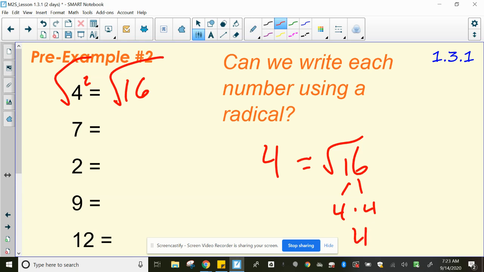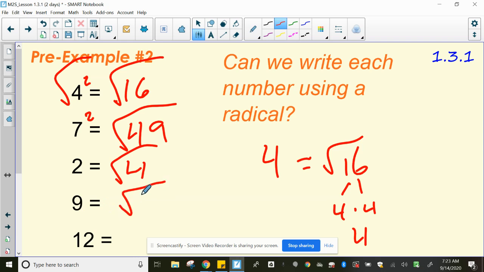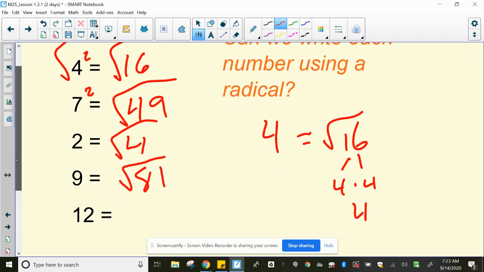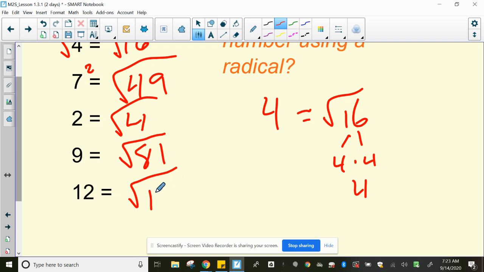So if we're given just a number, we could rewrite it as a radical by squaring the number, making this 49, and then putting the radical on it. So 2, we could rewrite as 2 squared, that's 4, square root of 4. We could rewrite 9 as square root of 81. We could rewrite 12 as square root of 144. This is just a pre-example as we go into example 2.